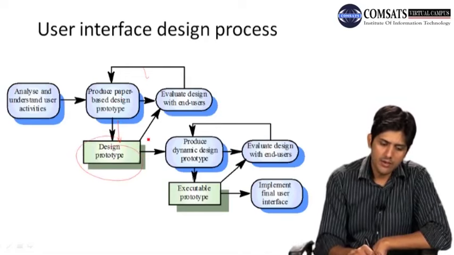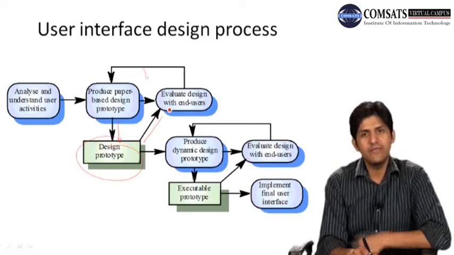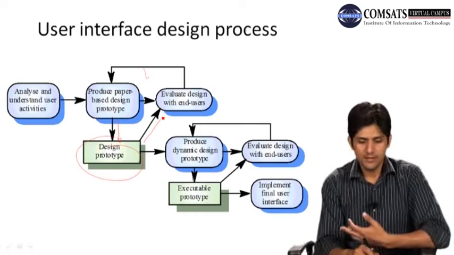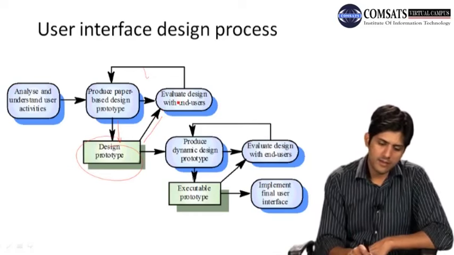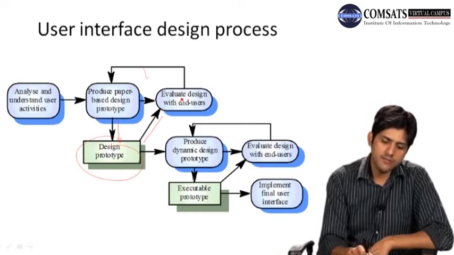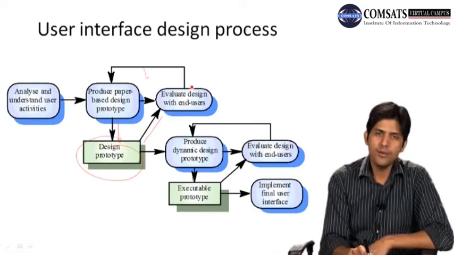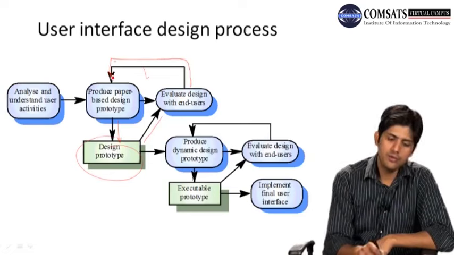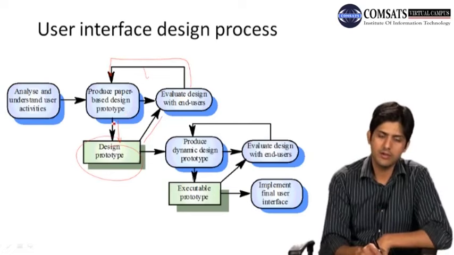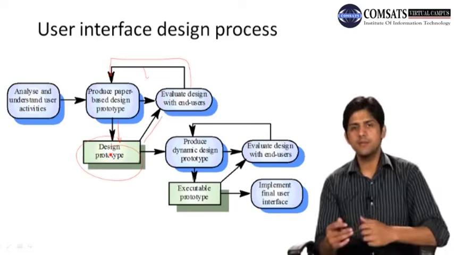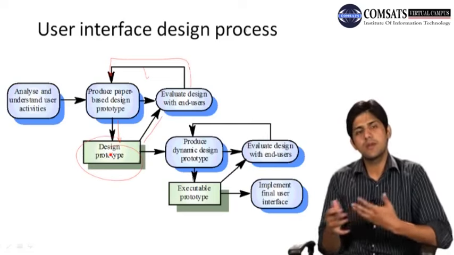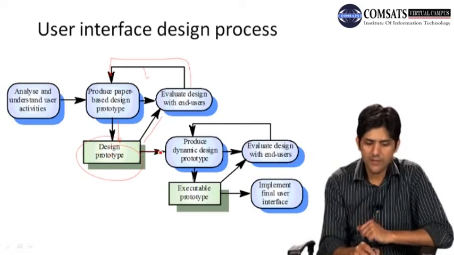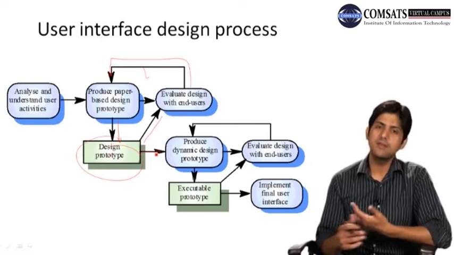Then we evaluate the design with the end users, because we are creating user-centered design. For example, the user has some feedback for us and wants some things improved. Then, following this arrow, you come back here and make the desired changes, and then go forward again. Once the paper prototype is according to the user recommendations, you pass it on to the next activity, which is to produce a dynamic design prototype.